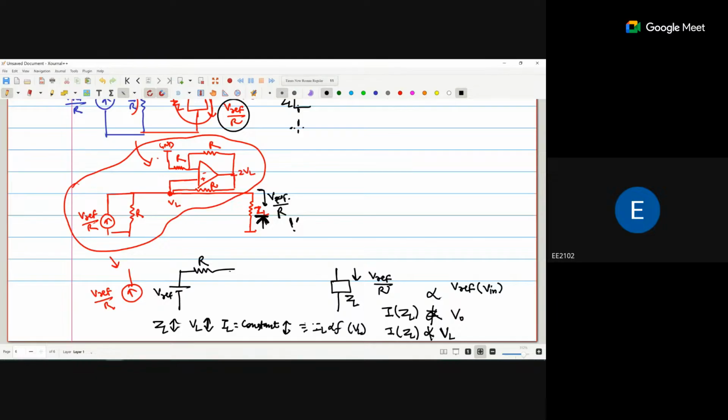Okay, so this Howland pump basically creates a negative resistance effect also. So we will discuss that in the next class.